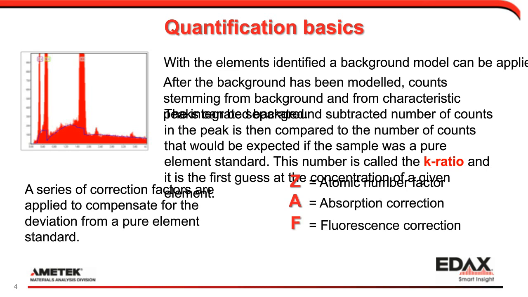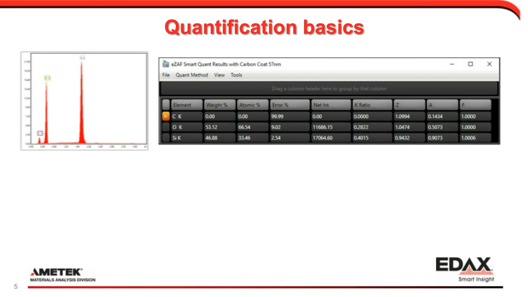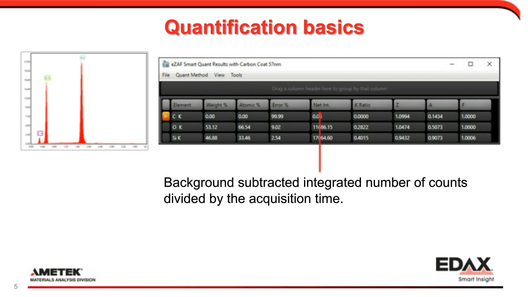So once we click the quantification button, we get a series of results here. This is a quartz sample and it's carbon coated, so I applied a carbon coating correction, which means we don't quantify the carbon per se in the sample. We apply that as an additional layer on top. But what we get here is the net intensity, which is the background-subtracted integrated number of counts in the peak, and we then scale it by the acquisition lifetime. So it's the number of counts in the peak divided by the acquisition time, the intensity of the peak.